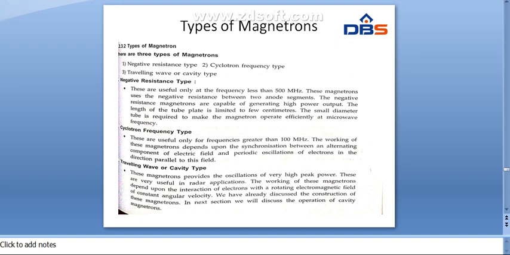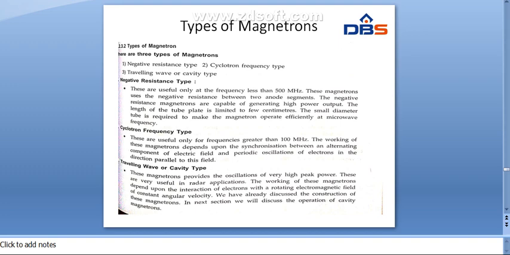Second one is the cyclotron frequency type. These cyclotron frequency type magnetrons are useful only for frequencies greater than 100 MHz. Here the working of these magnetrons depends upon the synchronization between an alternating component of electric field and periodic oscillations of electrons in the direction parallel to the field.